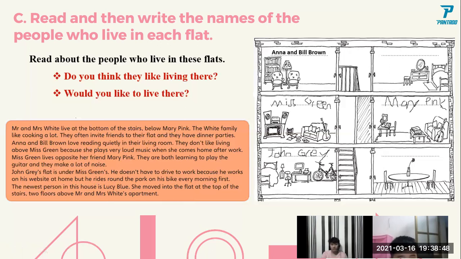John Rice. Okay, for this one, Mr. and Mrs. White live here. Okay, Mr. and Mrs. White are here. They are at the bottom of the stairs. Okay, can you write here Mr. and Mrs. White? Okay. So Mr. and Mrs. White are next to John Gray. Okay? Okay, good job.